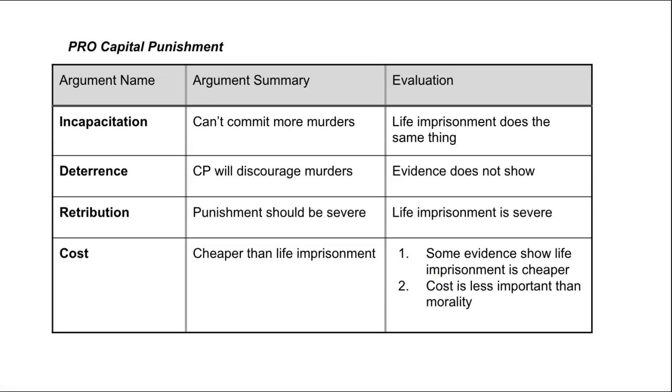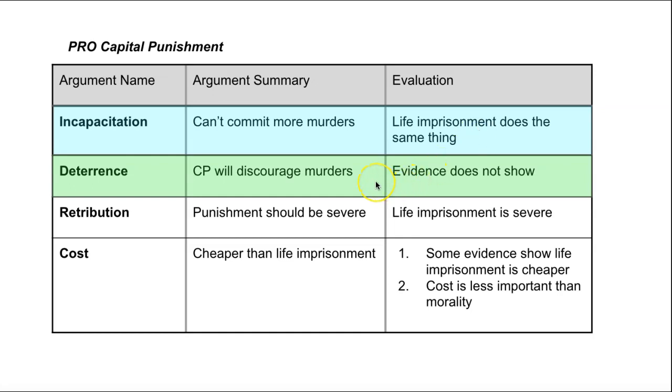As we look at this table in more detail, we can see that the evaluations are based somewhat on the filters we've used to analyze and evaluate the arguments. For example, this first one is a question really of the logic or completeness of the argument. Yes, it is true that someone who is executed can't commit more murders. But this arguer has failed to acknowledge that there is another alternative, life imprisonment, which accomplishes the same goal.